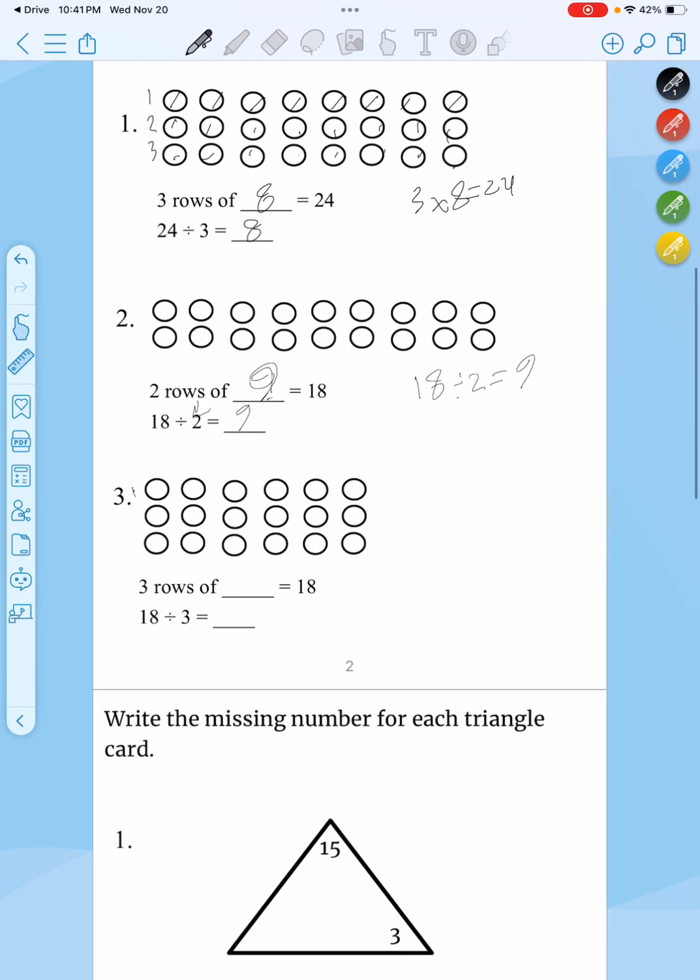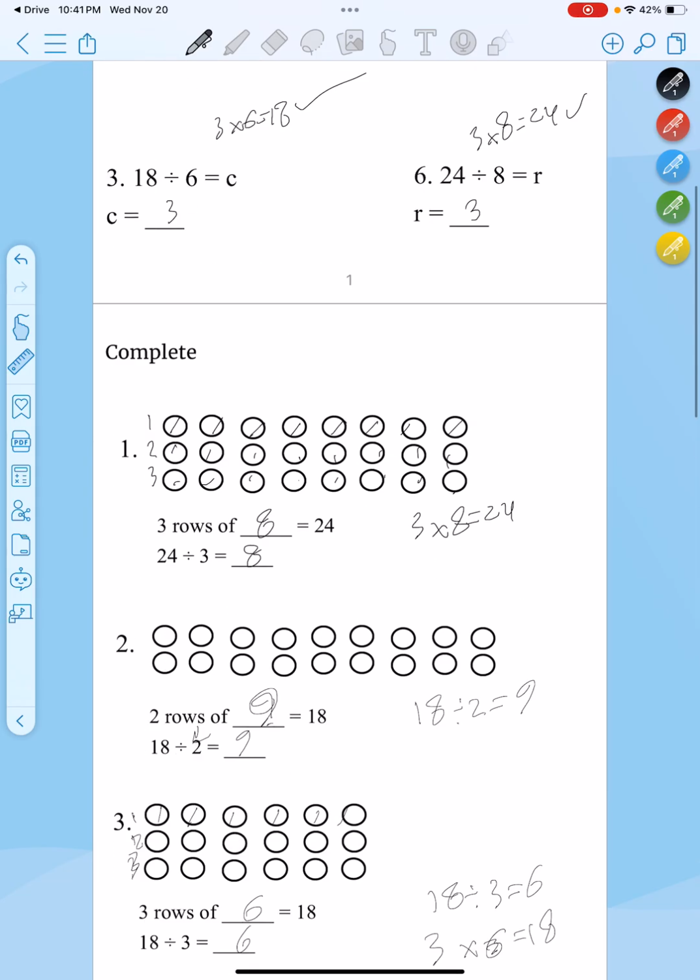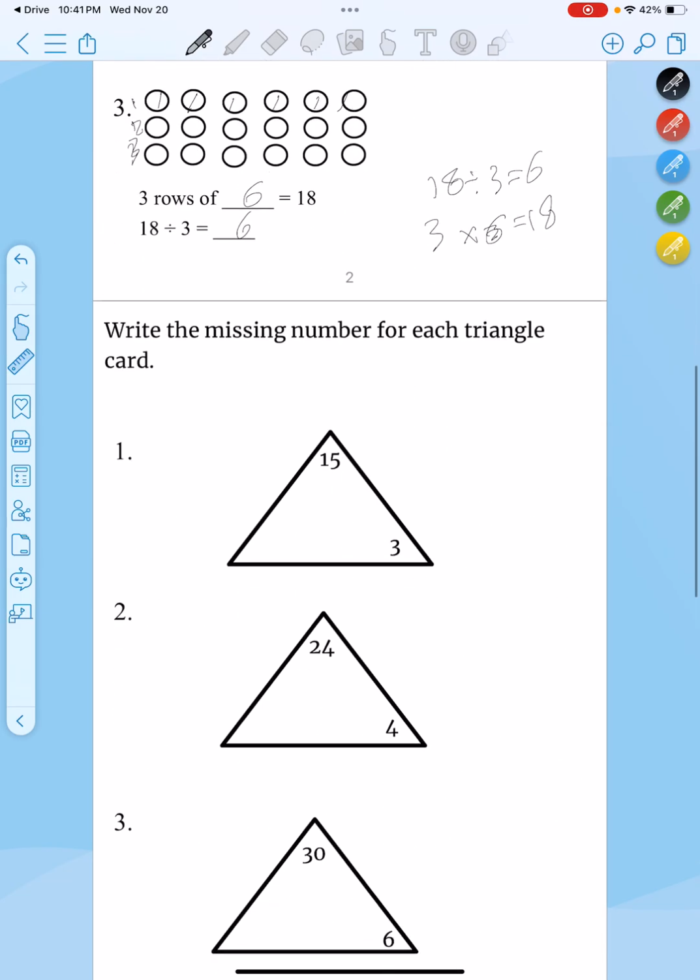So we could, again, either count 1, 2, 3, 4, 5, 6, which would be our answer, or we could just do 18 divided by 3, which would get 6. And then we could double check our work by doing 3 times 6, which would be 18. So those are all your methods of checking your work.